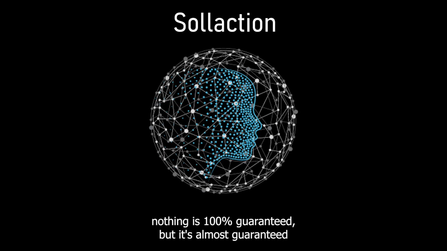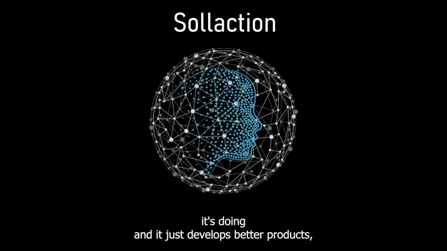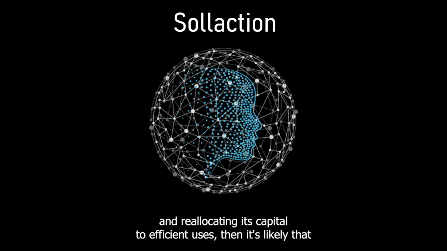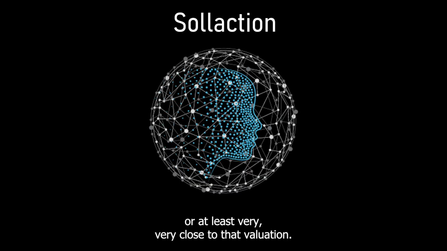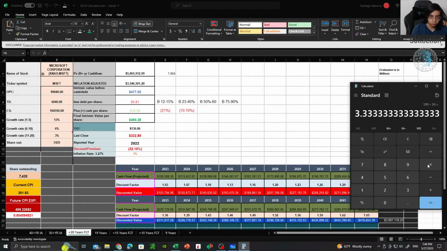Nothing is 100% guaranteed, but it's almost guaranteed because at the end of the day, if the business just keeps doing what it's doing, develops better products, not astronomical products, and reallocates its capital to efficient uses, then it's likely that company is going to come up to that valuation, or at least very close to it. That's why I say it's guaranteed. Why? Because of the cheap price I'm buying at right now, it takes a bigger percentage to get back. I love the math because it really makes a huge difference.